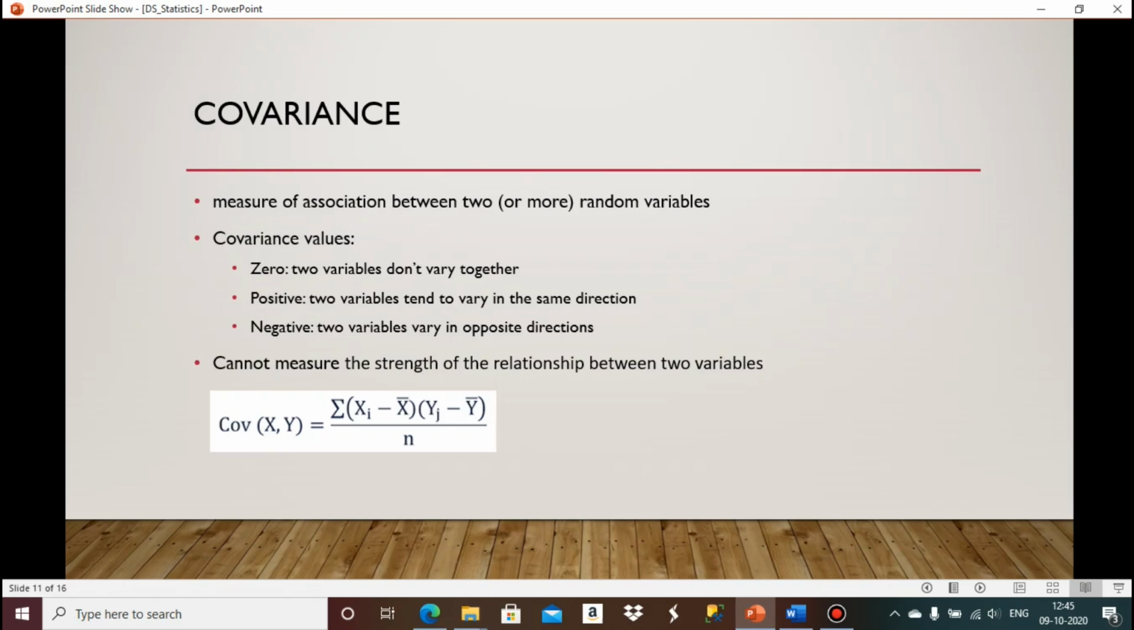If the value is 0, that means that these two variables don't vary together, means their increment or decrement don't have any relationship, then the covariance is 0. When the covariance is a positive value, any positive value, then what does that signify? That these two variables tend to vary in the same direction.